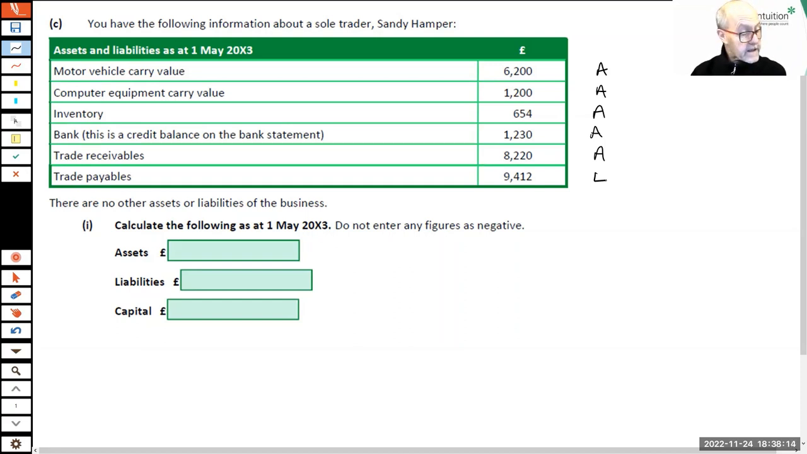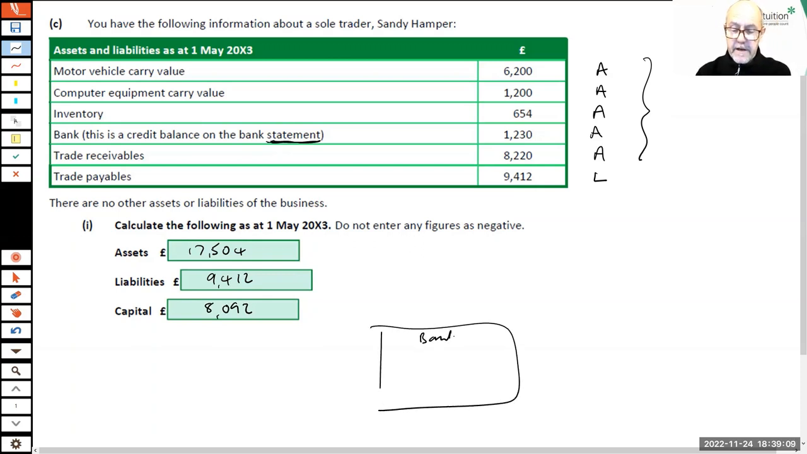So 6,200 plus 1,200 plus 654 plus 1,230 plus 8,220. So our assets, 17,504. Ooh. What's missing from 16,270? Liabilities. It looks like that bank has caused a bit of confusion. Yes. This is the key word, statement, bank statement. So the difference between the two, 8,092.